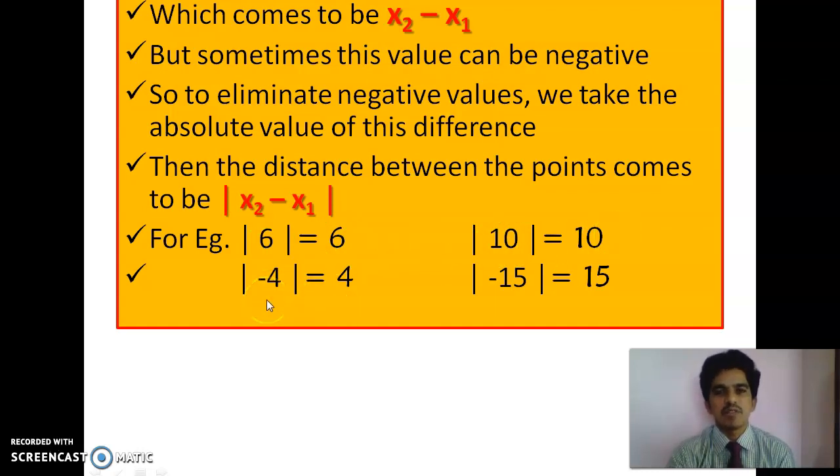And when you take the absolute value of minus 4, as I explained, minus 4 is 4 units away from 0. Here the direction does not matter. And minus 15 is 15 units away from 0. So the absolute value of minus 15 is 15. So that is how you calculate the distance between 2 points when both the points are on the x-axis or forming a line segment which is parallel to the x-axis.